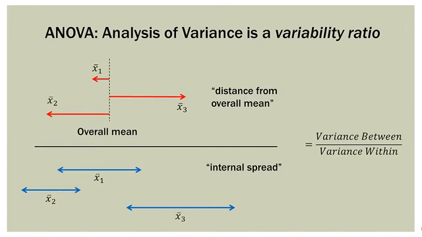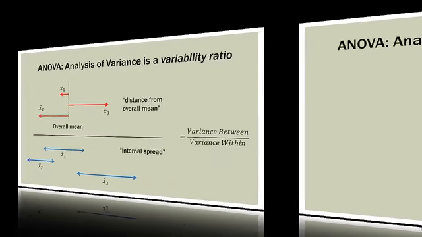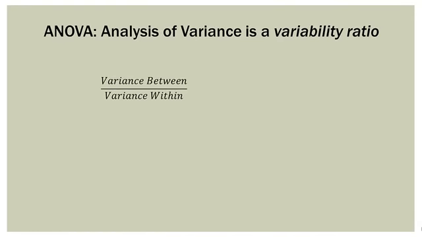So we reduced this to a very common fraction. It is the variance between divided by the variance within. Remember, this is a ratio of variances, so of course the F distribution will come into play here in a bit. Just keep in mind this visual tool. On the top, the distance from the overall mean, and in the bottom, the internal spread of each sample distribution. So variance between divided by variance within.